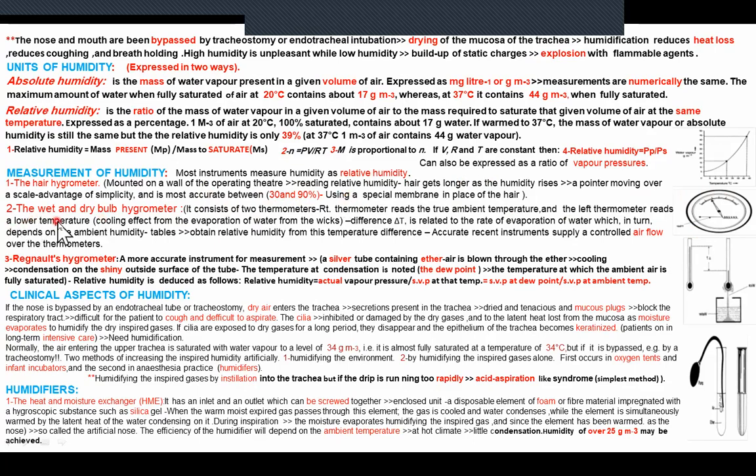The second one is the wet and dry bulb hygrometer. Simply, it's made of two thermometers, one on the left and one on the right. The one on the left, as we can see, is being exposed directly to the humidity, whereas the other one is dipped by a wick in water.